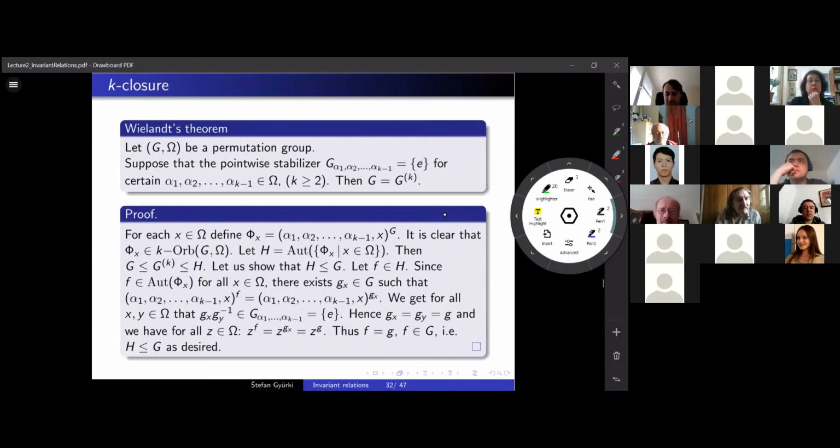And Wielandt was one of the pioneers who derived a lot of interesting results concerning this theory, and he proved that if we have some elements of the ground set omega whose pointwise stabilizer is the identity, and if this set of points contains k-1 elements, then the group is k-closed.